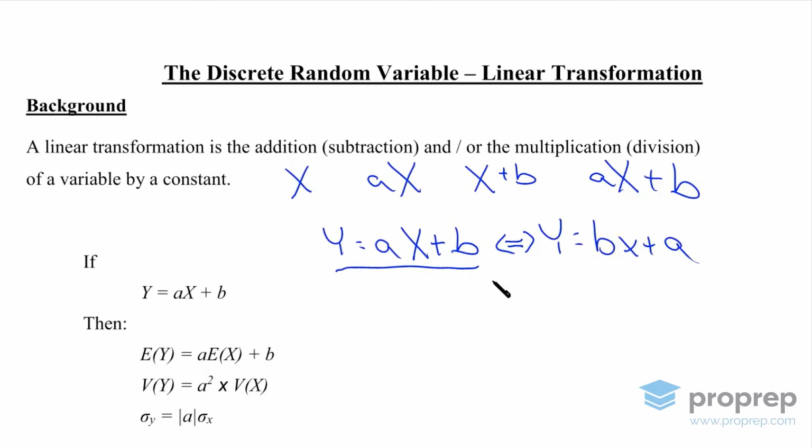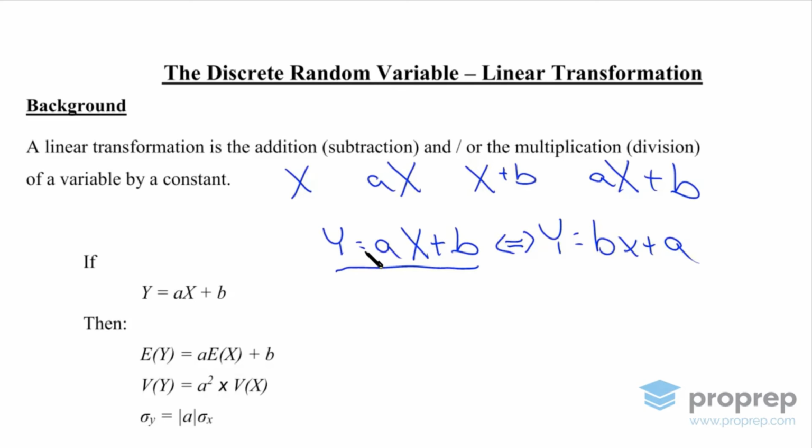Okay, so if y equals ax plus b, then what I want to do is calculate the expectation of y and the variance of y, just like we did in previous chapters with x, where we calculated the expectation of x and the variance of x. Now that we've transformed x into something else, which we'll call y, we want to know what the expectation and the variance of the new variable are.